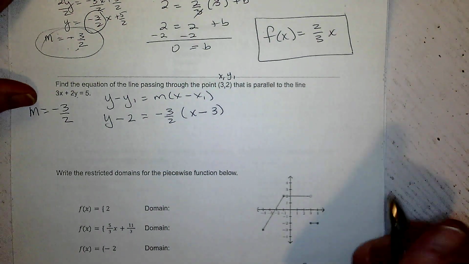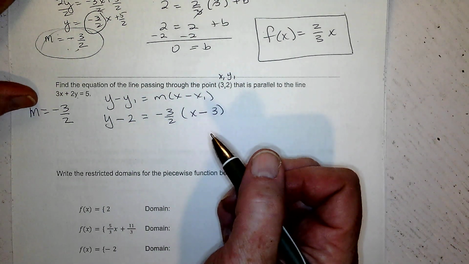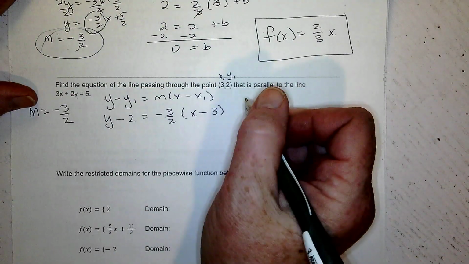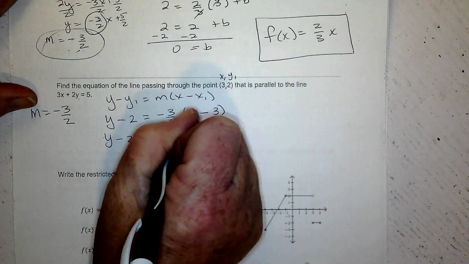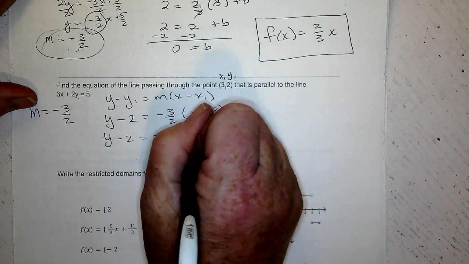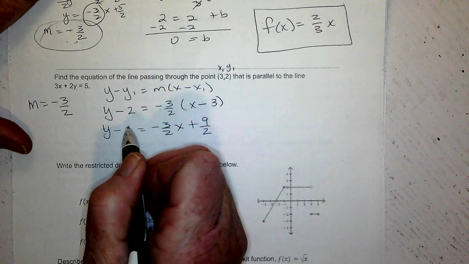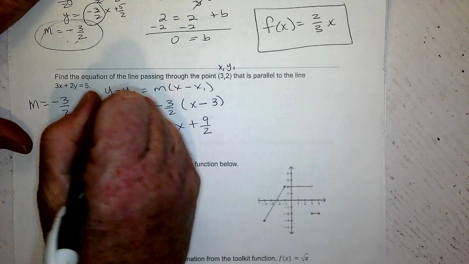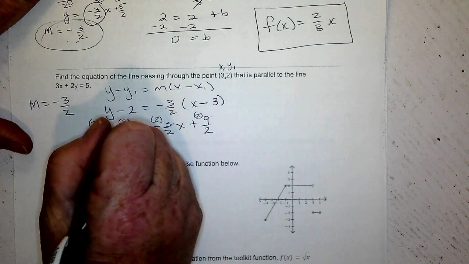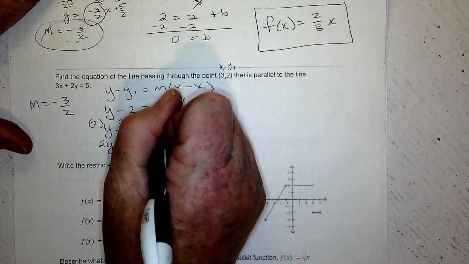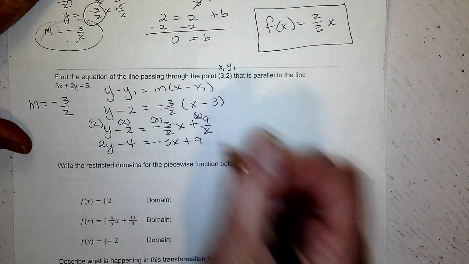Okay. The next thing I want to do is, well, I could either get rid of my denominator, or I could just go ahead and distribute. I think distributing might make fewer mistakes for folks. And then plus 9 halves. All right, now is when I would multiply every single term by 2. This becomes 2y minus 4. These 2's reduce, it's negative 3x. These 2's reduce, plus 9.